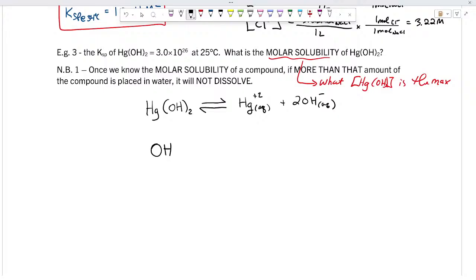What's the charge on OH? -1. If you have 2 of them, how much negative is that? Okay, so what must the Hg be then to balance that out? +2. Good. Does that make sense? Yeah. Okay, so that's how we know. Did that answer your question?